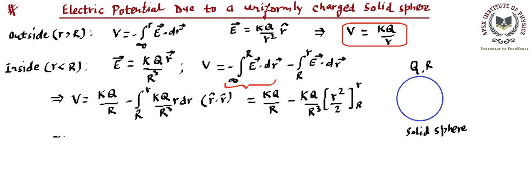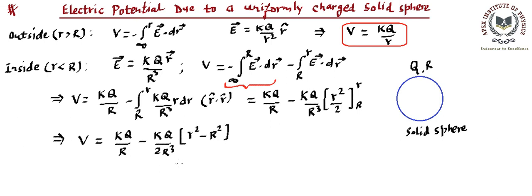Now further simplification will lead to V equal to, let's place the limits first. So this is going to be kq upon r minus kq upon 2r cube, within the bracket r square minus R square. Now this is the answer.